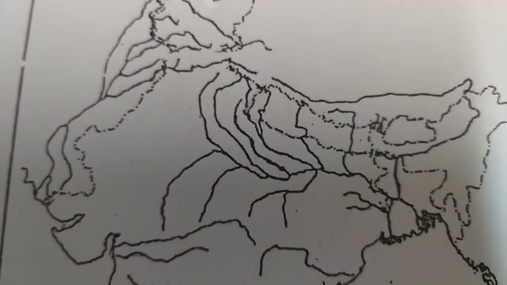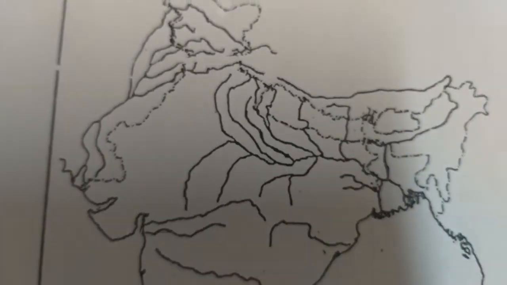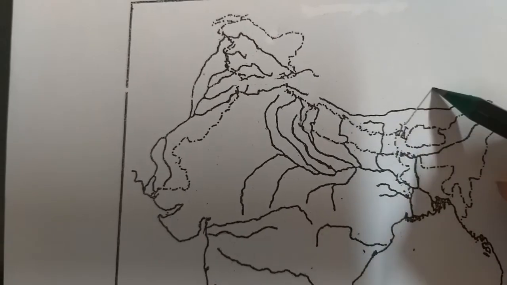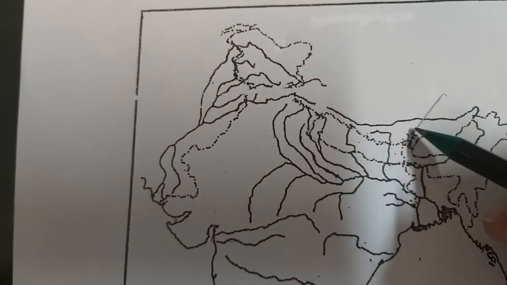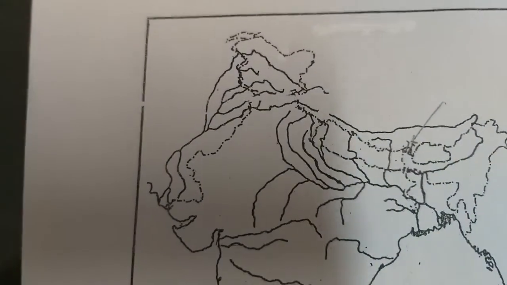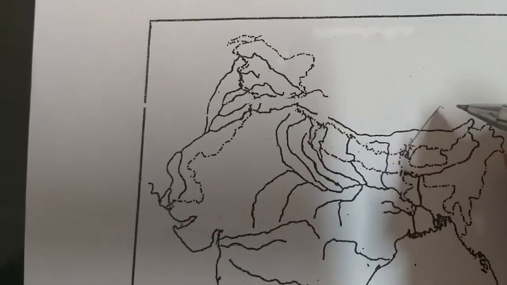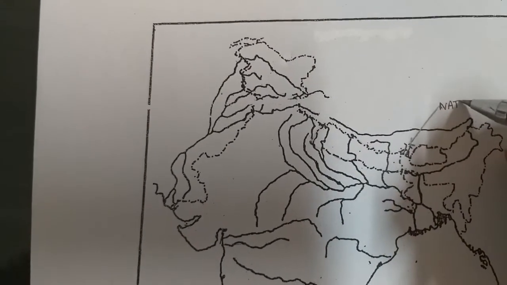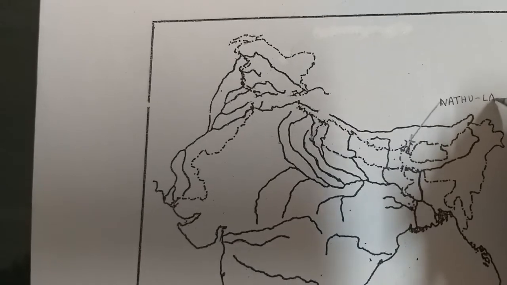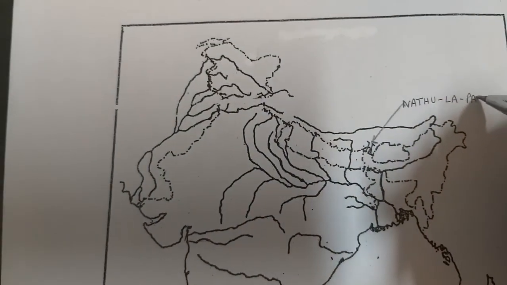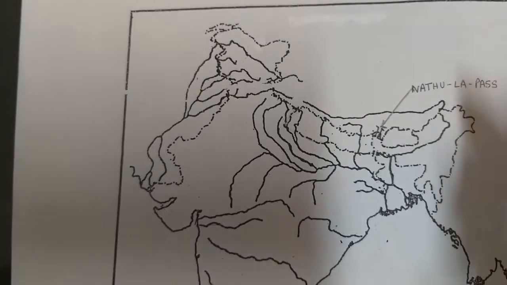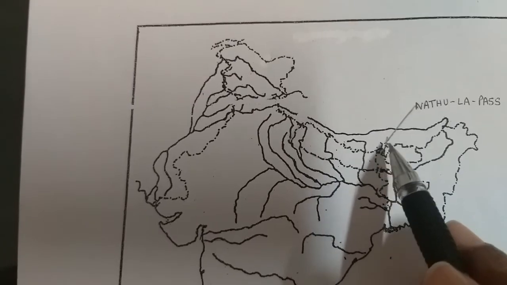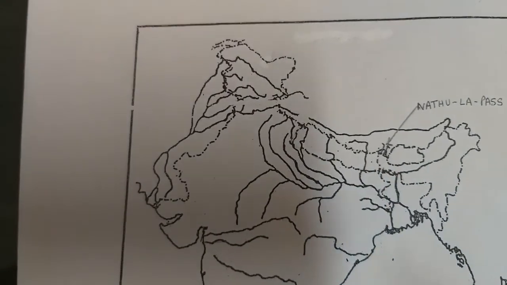Now how to label it? While labeling we have to take a pencil and mark a pointer. So this is the pointer which you have to mark here. You have to label in capital letters. So here we'll write the labeling: Nathula Pass. The symbol for Nathula Pass is an open bracket. You can use a black pen for that and see that the pass connects Sikkim to China. It should not go out of the boundary.